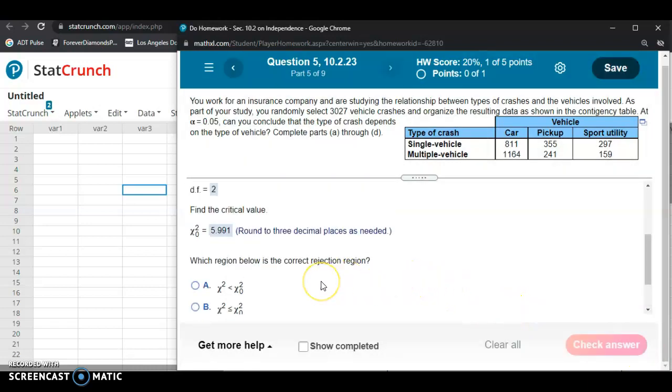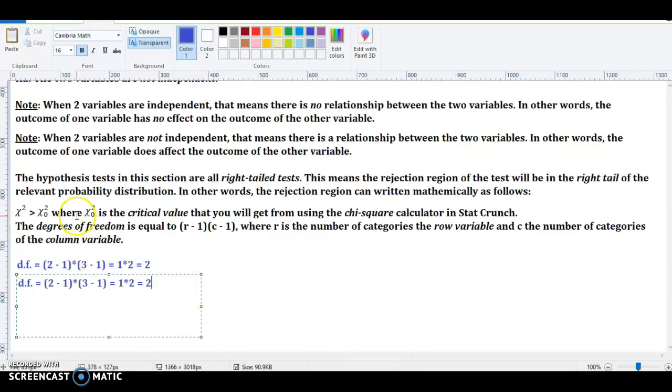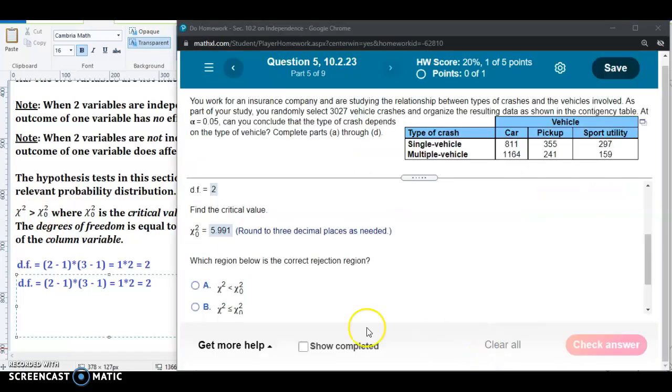This says which region below is the correct rejection region. So once again, referring to our notes, it's going to be the answer choice that looks like this. Our chi-square test statistic must be greater than the critical value to be in the rejection region. So that's going to be our answer choice.